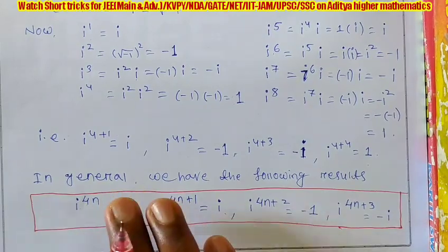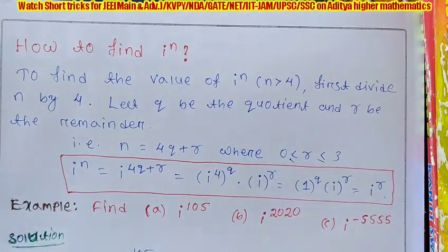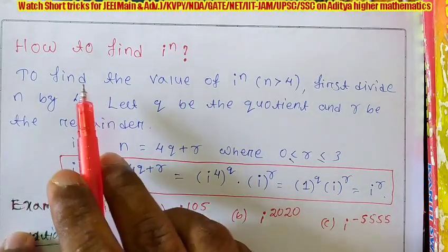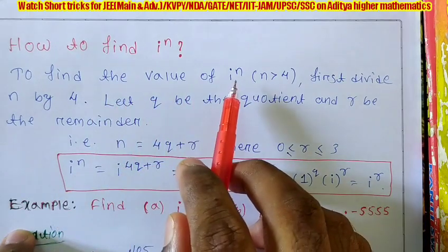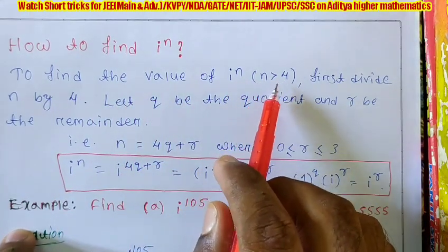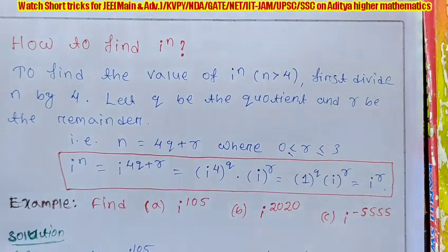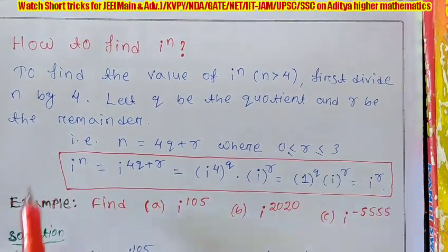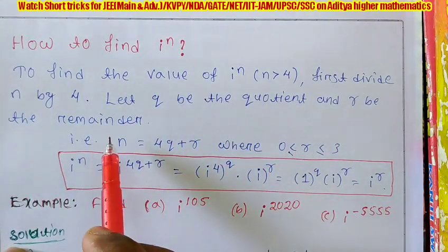Next we will discuss how to find i to the big powers given. The process is to find the value of i to the power n when n is greater than 4. First divide n by 4. Let q be the quotient and r be the remainder of that division.